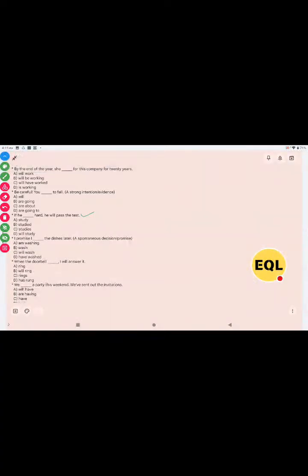If he dash hard, he will pass the test. We have two clauses here. If he blank hard, he will pass the test. Always keep in your mind that if is the symbol of conditional sentence. Whenever you have if in the sentence, first of all check if one clause is in future indefinite. If one clause is in future indefinite, the next clause should be in present indefinite.